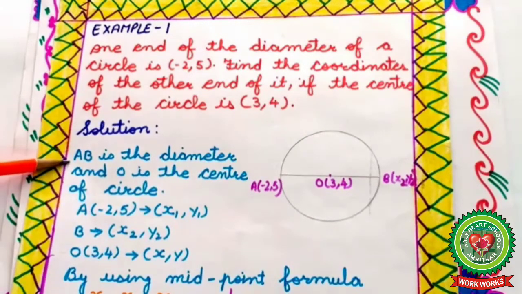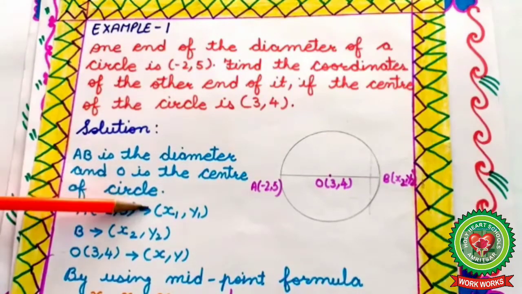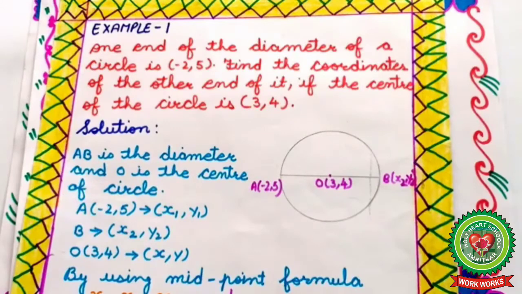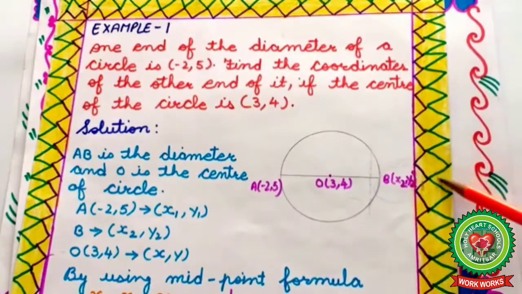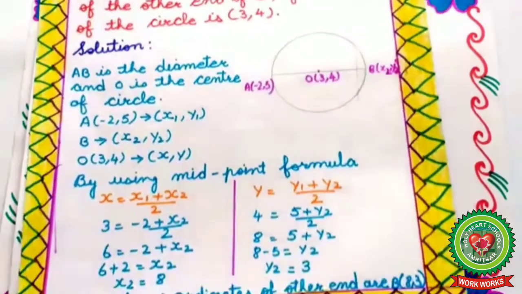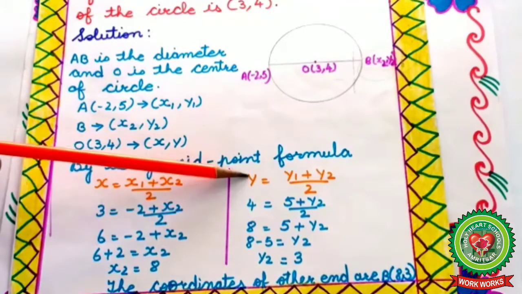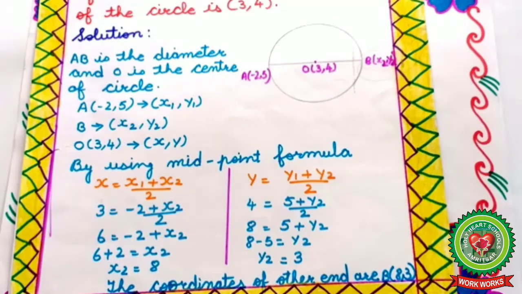AB is the diameter and O is the center of the circle. Then the coordinates of A are denoted by x1, y1, the coordinates of B are x2, y2, and the center is x, y. Now by using the midpoint formula, because O is the center of the circle, the formula is x equals x1 plus x2 upon 2 and y equals y1 plus y2 upon 2.